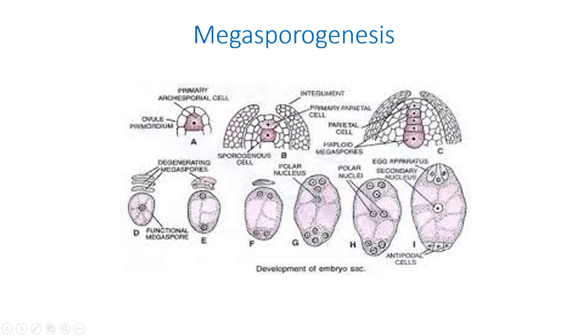Based on the number of megaspores which take part in the development of the embryo sac, it is again of three types, that is monosporic type, bisporic type, and tetrasporic type. In monosporic, only one megaspore becomes functional and develops the embryo sac. In bisporic, two of the megaspore nuclei take part in the development of the embryo sac. And in the tetrasporic type, all the four nuclei which are formed as a result of meiosis take part in the development of the embryo sac.